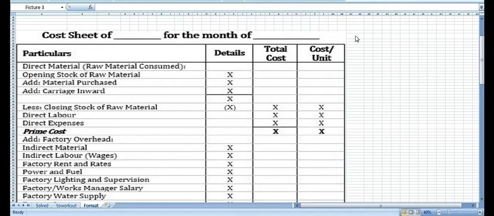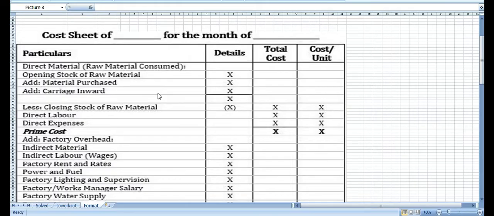Hello students, next we are going to see the cost sheet continuation for a complex problem. Before going into that, we will see the format for the cost sheet. A cost sheet is prepared for a particular company for a month, for example January or February, and we have to mention it. So let's see the format individually, what the items in the format are, and try to understand where we have to put the values in order to do the calculation of the cost sheet.